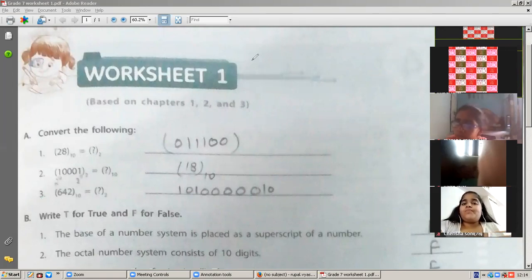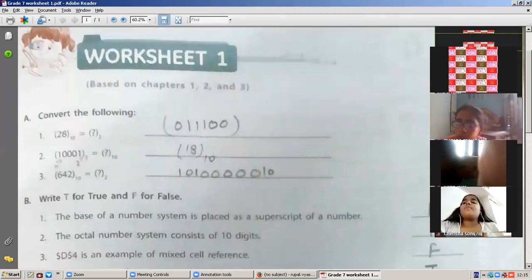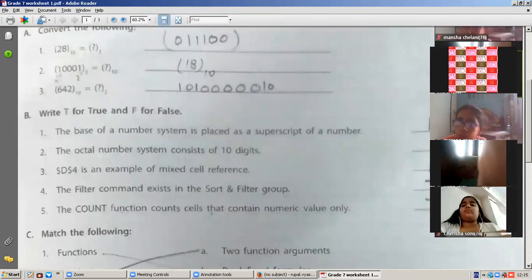Okay, then we'll have true or false. In the very first one: the base value of a number system is placed as the superscript. What is a superscript basically?